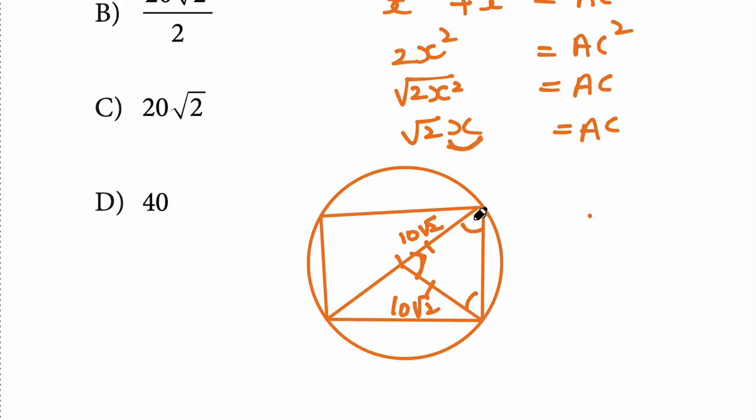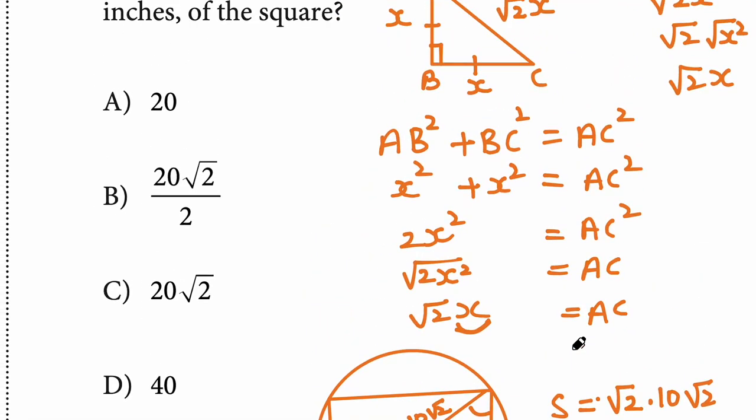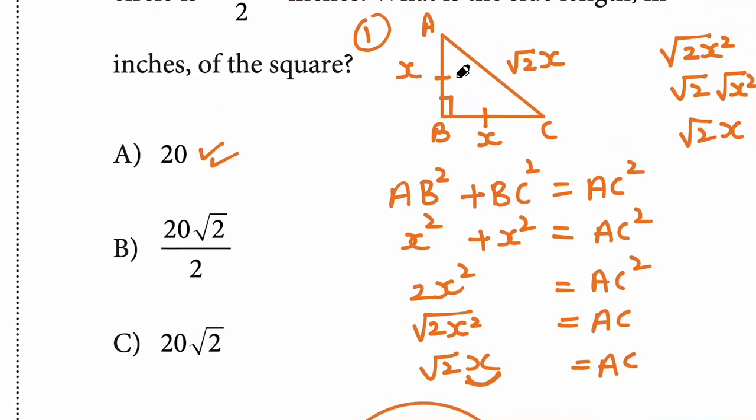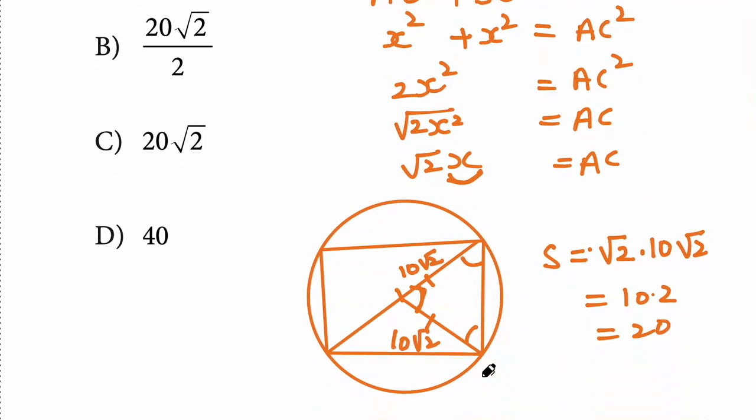So that means this side of the square is equal to root 2 times 10 root 2. That means 10 times 2, which is 20. Isn't it wonderful? So A is the right option, right? Every time you come up with a situation, you will directly come up with this idea that the hypotenuse is root 2 times the measure of the side. This is what I have done here.